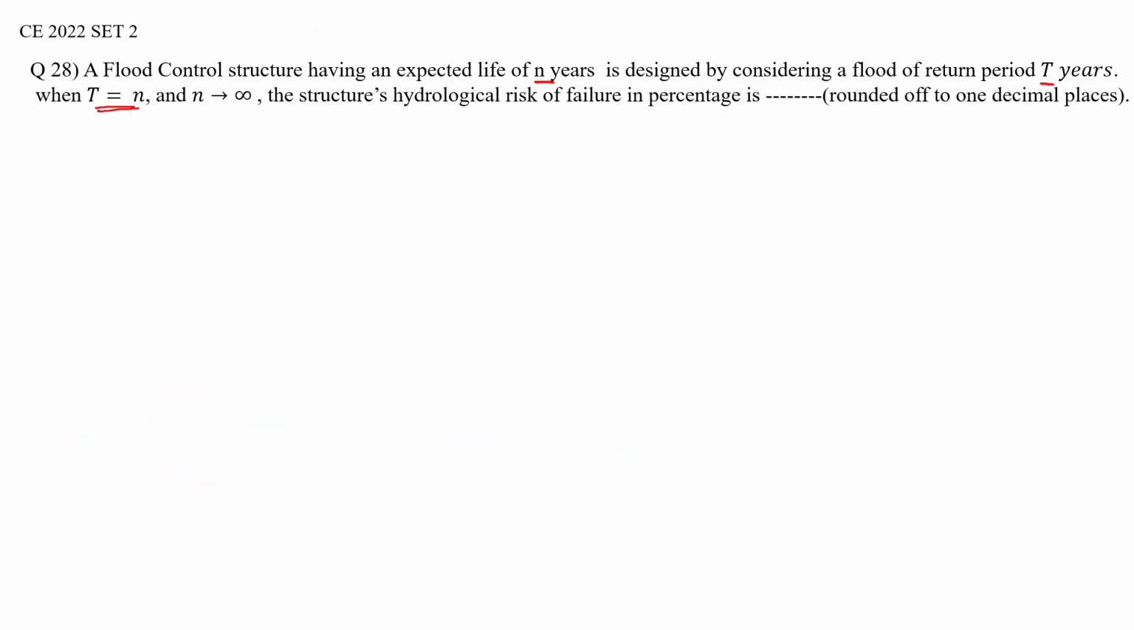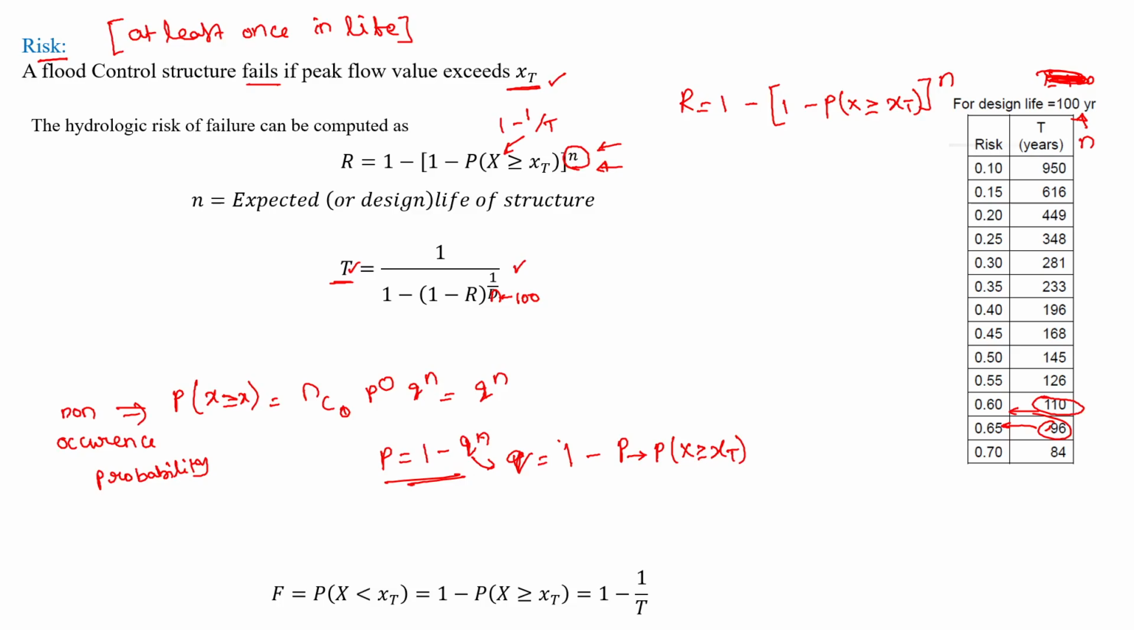Let's say t equal to n, and n tends to infinity. The structure's hydrologic risk of failure in percentage will be, okay. Can anybody guess how much the value will be? Maybe an approximate guess. I've given the hint from the previous table also. The value lies between 0.6 and 0.65 only. Okay, let's see how we can solve it.